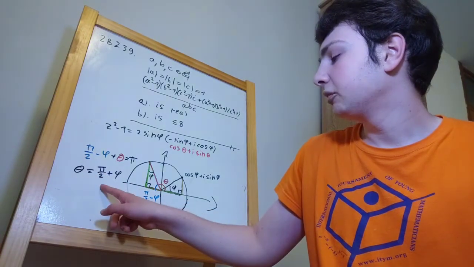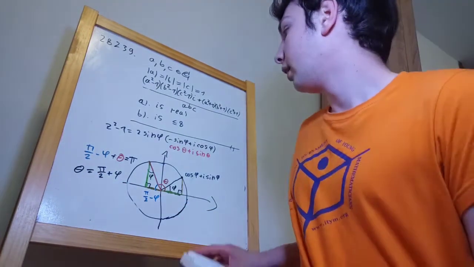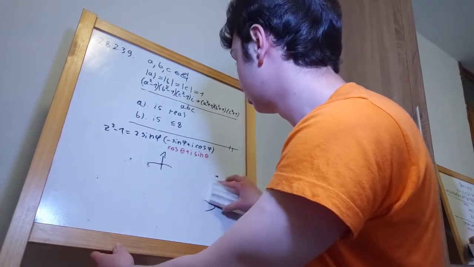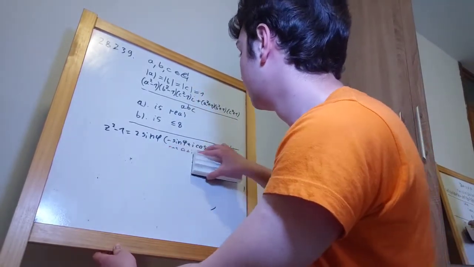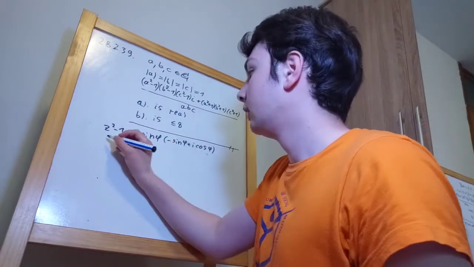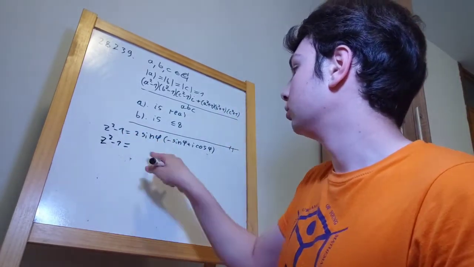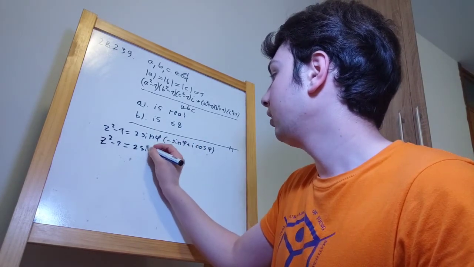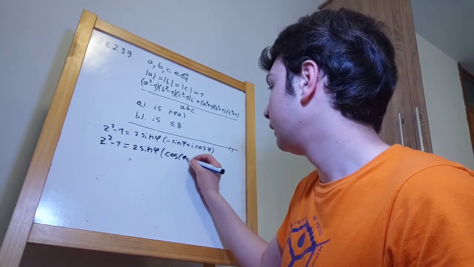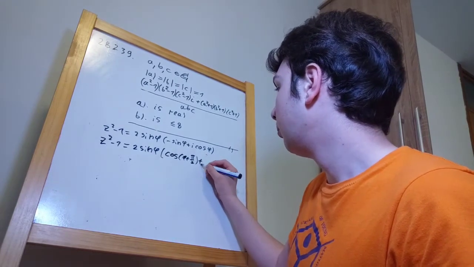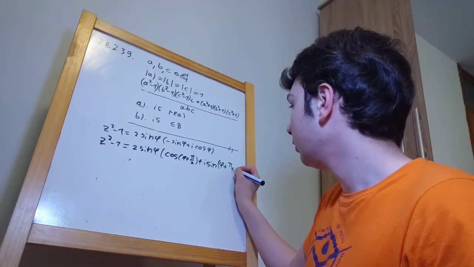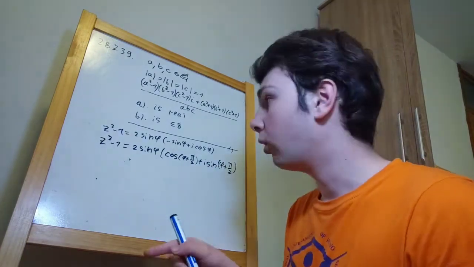So we have theta is equal to pi over 2 plus phi. So we'll rewrite this, let me just erase this. z squared minus 1 is equal to 2 sine of phi times cosine of phi plus pi over 2 plus I sine of phi plus pi over 2. And this is our trigonometric form.